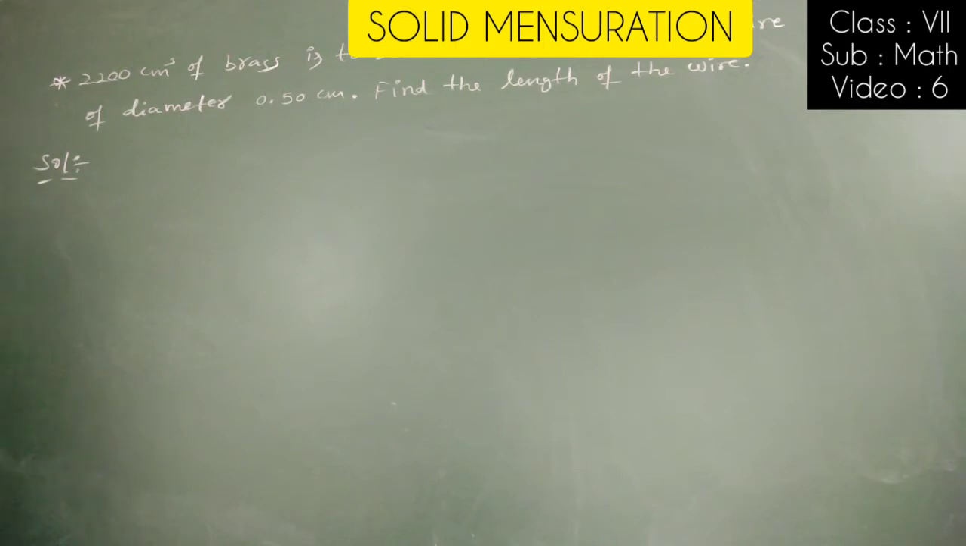2200 centimeter cube of brass is to be drawn into a cylindrical wire of diameter 0.50 centimeters. Now find the length of the wire. Length of the wire we require.